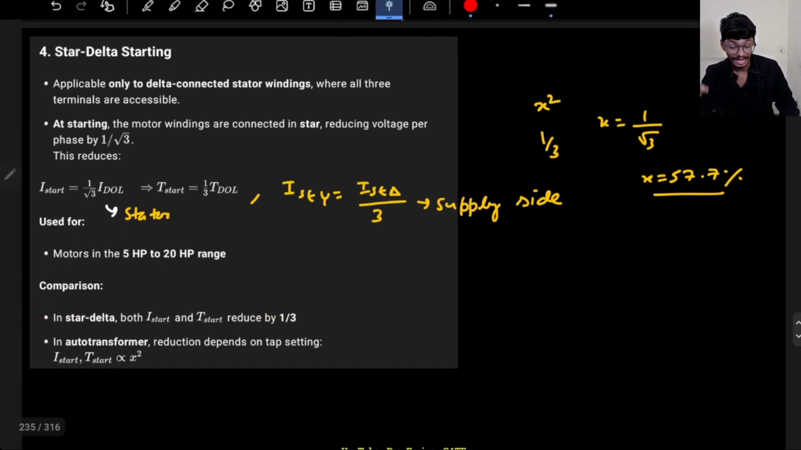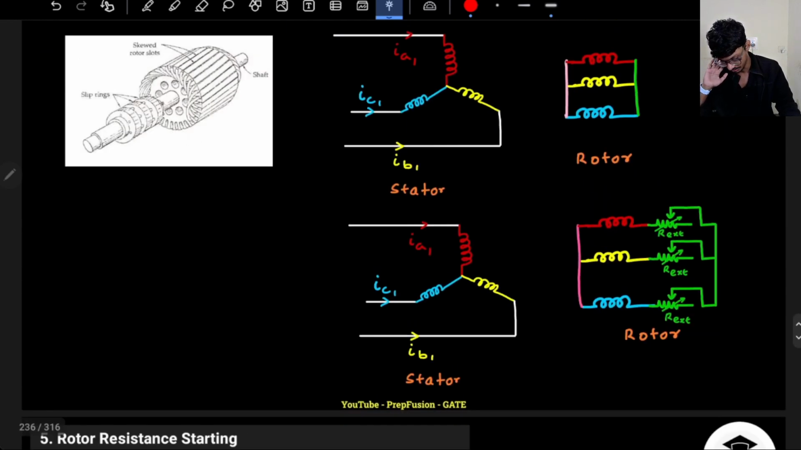So for higher powers we will use auto transformer, because we have flexibility. I can reduce the x further to reduce the starting current, but that flexibility is not there in star delta. So generally we use star delta in the mid range, basically 5 HP to 20 HP motors.